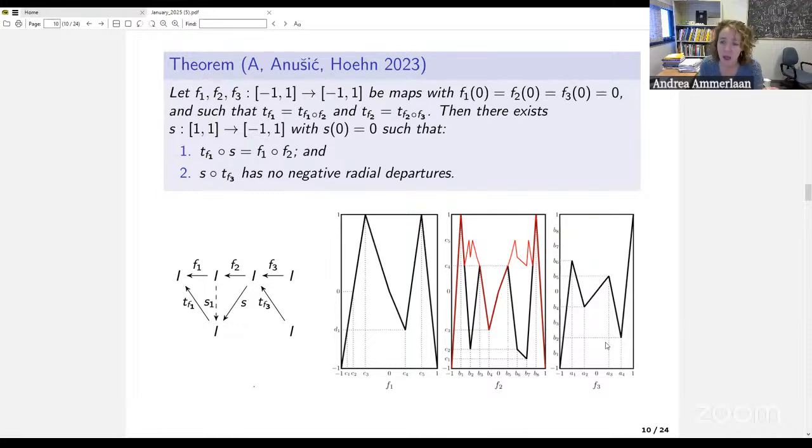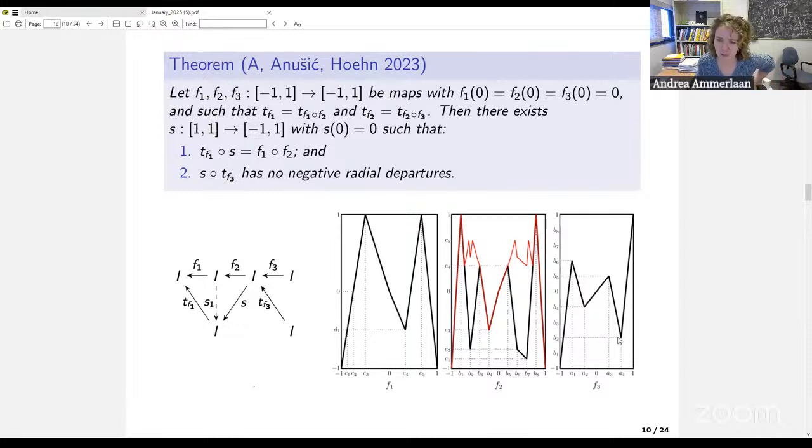Oh, we don't have that here. But any place where we have a negative radial departure of TF3 landing on a positive radial departure of S1 ring F2, we can essentially bridge between our contour points of S1 ring F2, either in our first quadrant or in our second quadrant. And that will help kill whatever positive or negative departure is the problem.